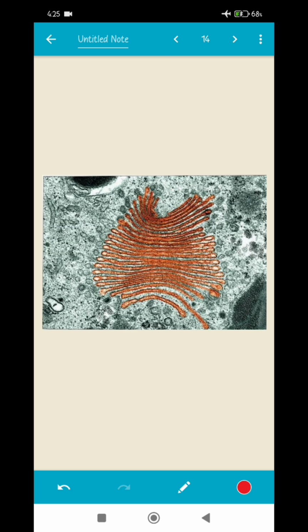So this is a real life, microscopic image of the Golgi apparatus. Again, it has been colored in order to make it visible to the eyes, otherwise everything would look very black and white.